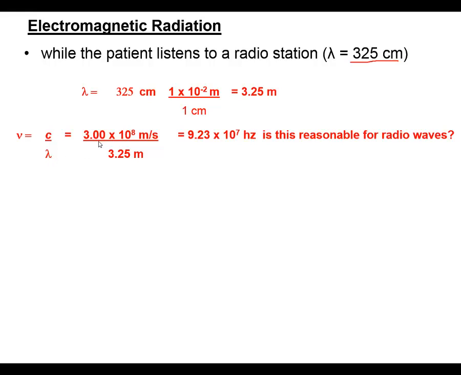So I have the speed of electromagnetic radiation of any type, including light, is 3.00 times 10 to the 8th meters per second, divided by the wavelength of 3.25 meters. And so my meters will cancel, and I have inverse seconds, or cycles per second. Those inverse seconds are my hertz. So that would be 9.23 times 10 to the 7th hertz.